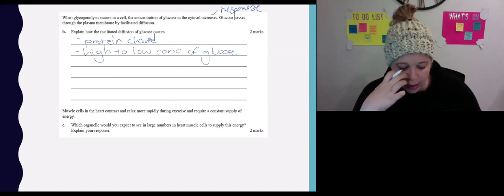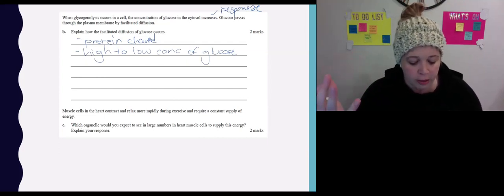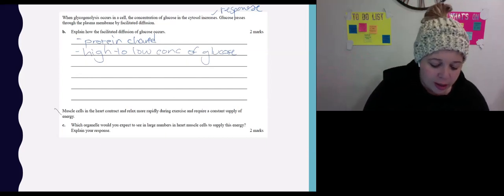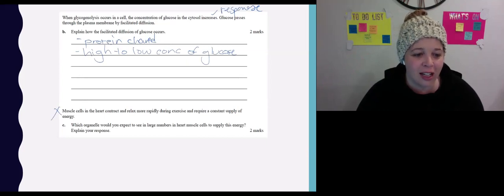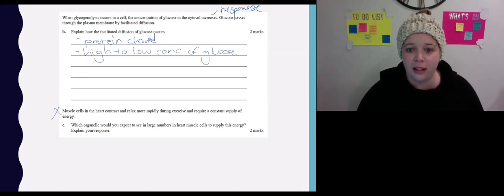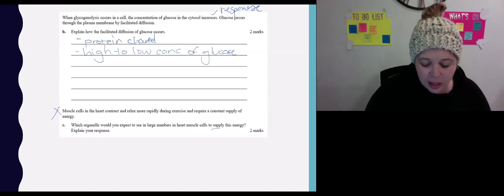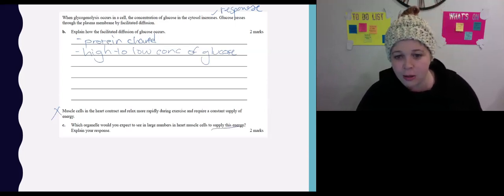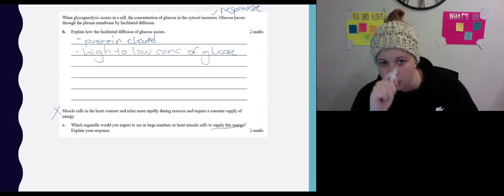Let's finish off on this last question. Which organelle would you expect to see in large numbers? Sorry, muscle cells. I didn't do the reading of the initial bit there. Muscle cells in the heart contract and relax more rapidly during exercise and require a constant supply of energy. Which organelle would you expect to see in large numbers in heart muscle cells to supply this energy? Okay, this isn't about cellular response stuff, but we got to link together our concepts. Explain your response. So pause and tell me which organelle.